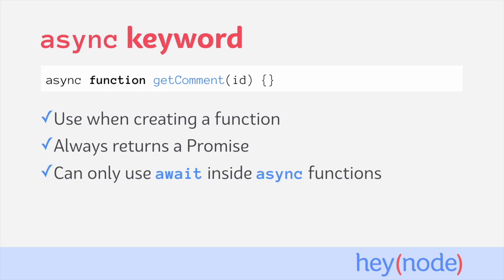And this is an important point, so I'm going to repeat it again, but you can only use await inside of async functions. There's something called top-level await, which will be coming to Node and JS eventually, but right now you can only use the await operator inside of async functions. If you try to use await in a regular function, you'll get an error.